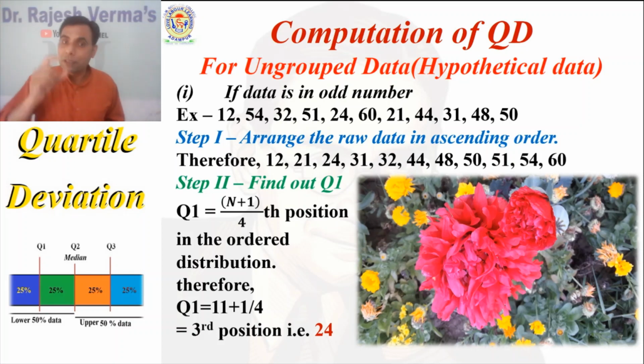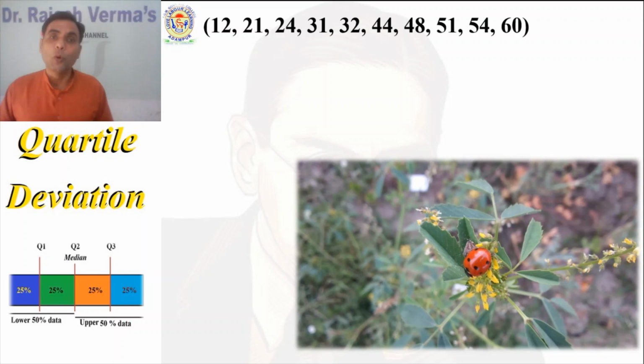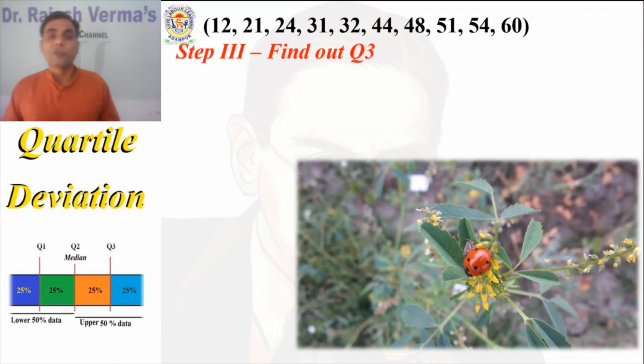Here you must focus your mind, pay your attention dear friends. 3 is not the quartile 1. The value placed at the third position, starting from the lowest value, will be the value of Q1. In our case, the first value is 12, the second 21, and the third is 24. Therefore, quartile 1 is 24. It's very simple, isn't it? Then we have calculated Q1. Now we'll go for the calculation of Q3. For that same case, find out Q3.